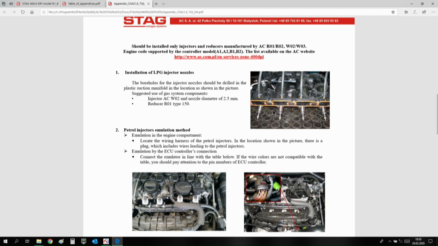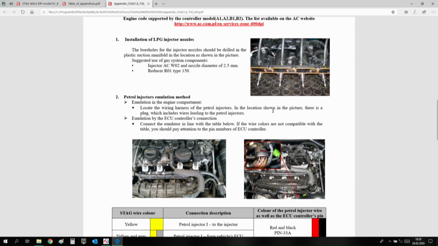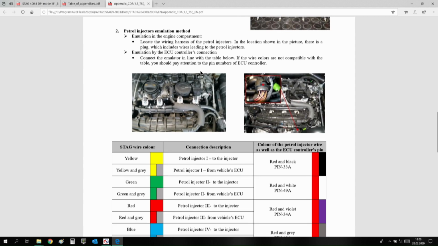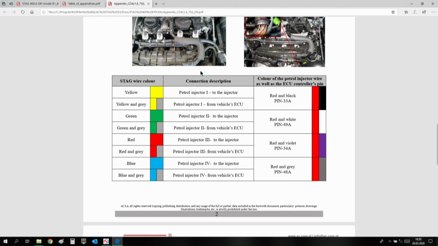Related to the manifold, the diameter of the nozzles, the localizations of the pressure sensor, and some suggestions related to the injector. And then the most important thing, what we drew on the board, is the wiring for such an engine. And you need to follow this; every engine has its own.